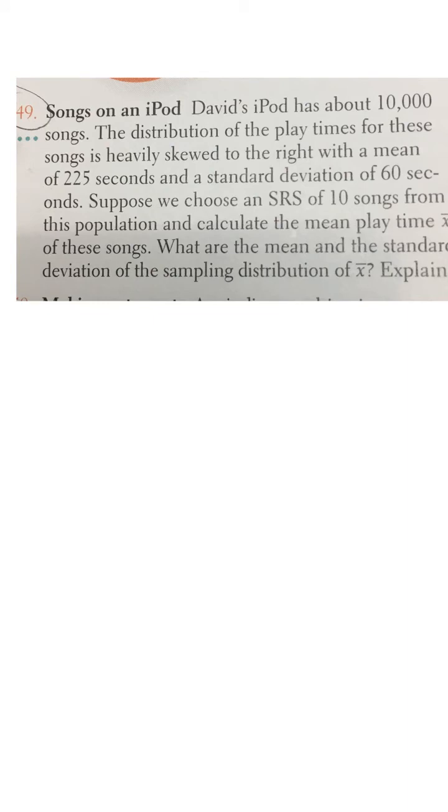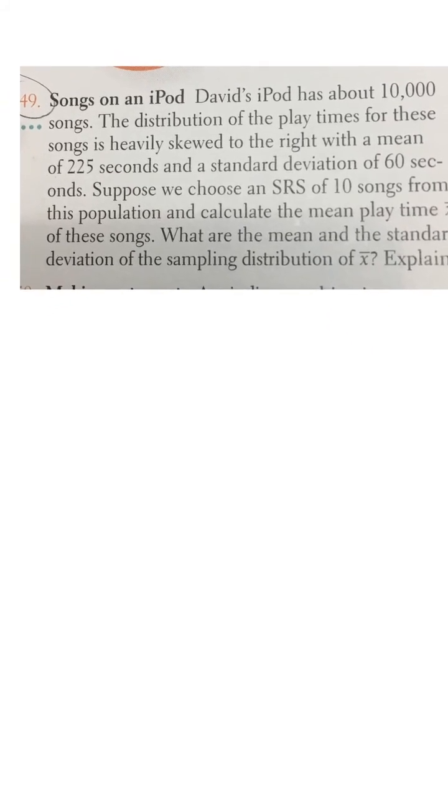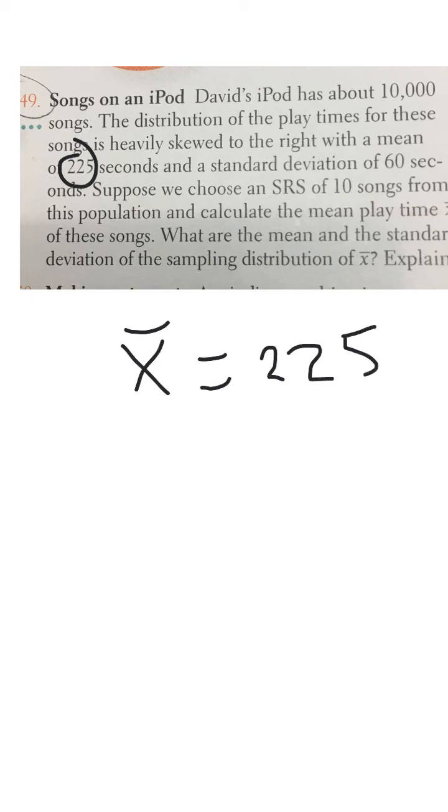Okay, here is the next number. What is it? 49. It's got 10,000 songs. Average playing time is 225 seconds, standard deviation of 60 seconds. Well, if we take a sample of 10 songs, it really shouldn't matter. The average of those 10 songs should be pretty close to the average of the whole population, so it should be pretty close to 225. Why? It's an unbiased estimator.